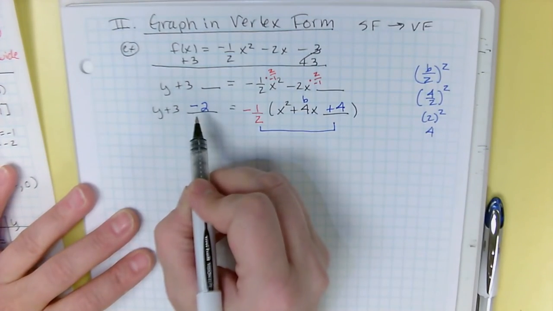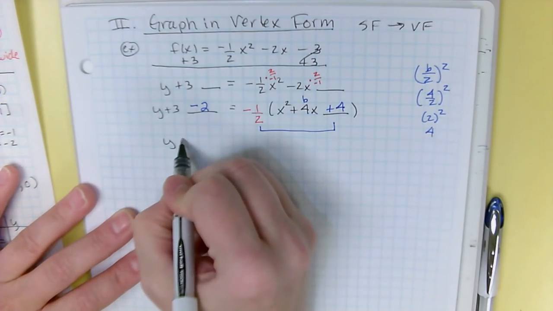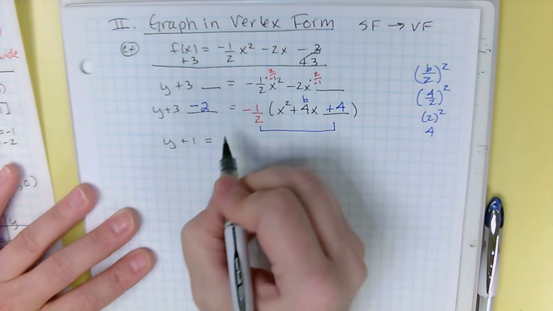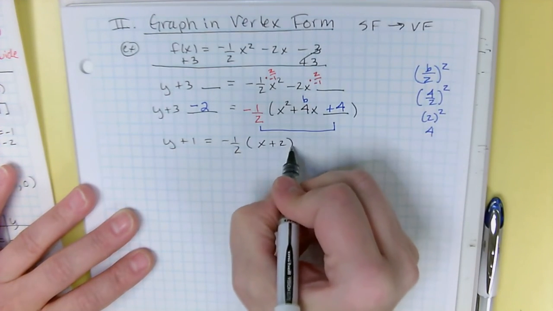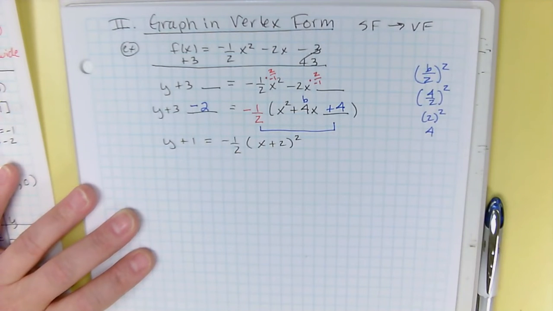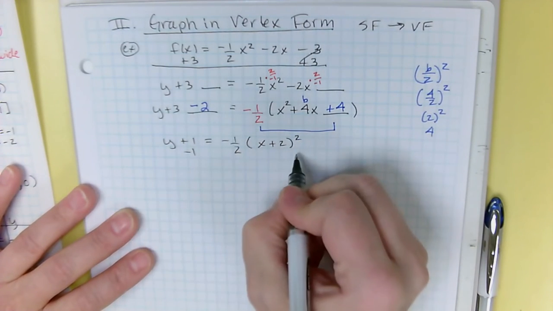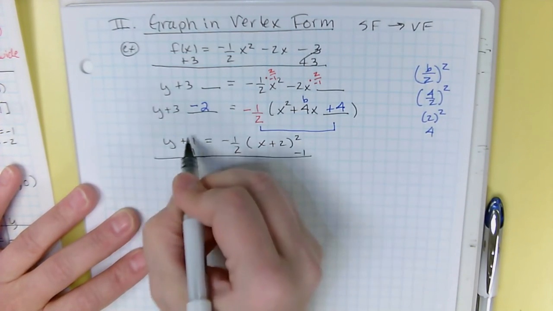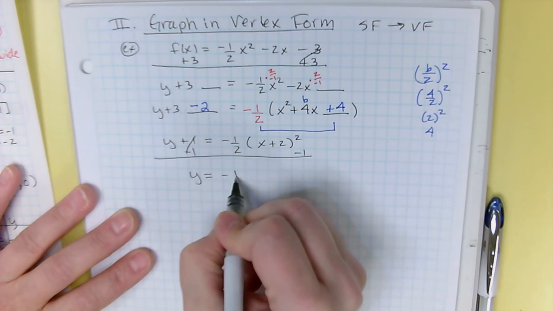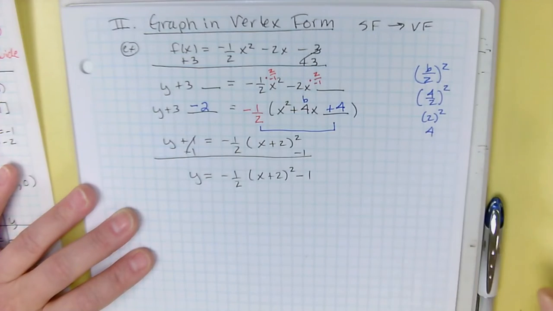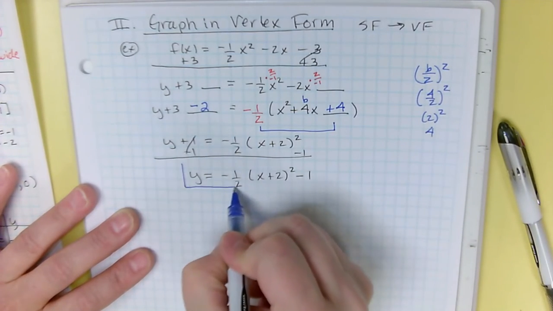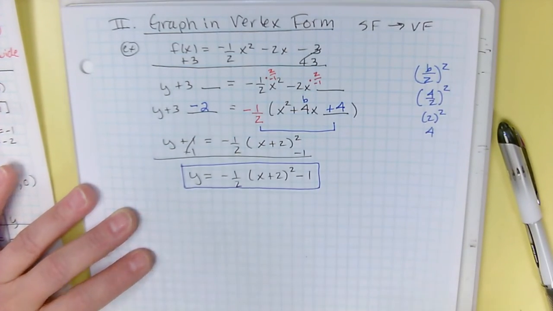All right, 3 minus 2 is 1. So now I have y plus 1. And then I've got a negative 1/2 scalar. This factors into (x plus 2) squared. And the last thing you need to do is subtract the 1 over to the right. So y equals negative 1/2 times (x plus 2) squared minus 1. That's probably the most complicated one you're going to run into.